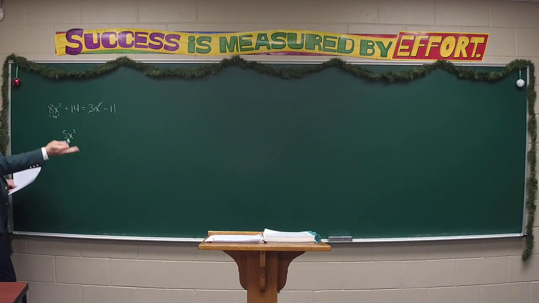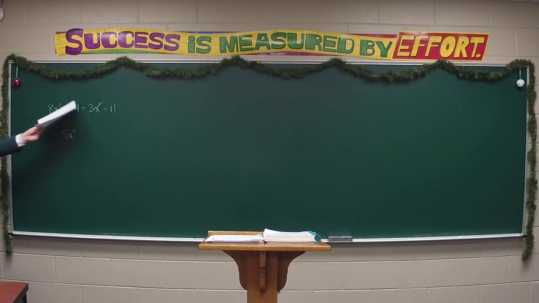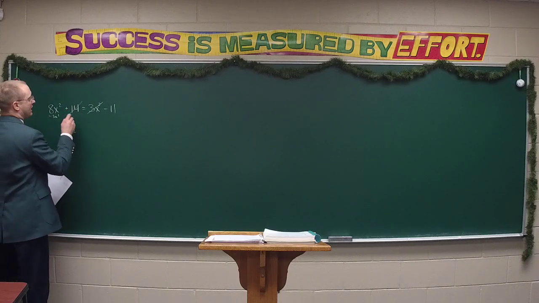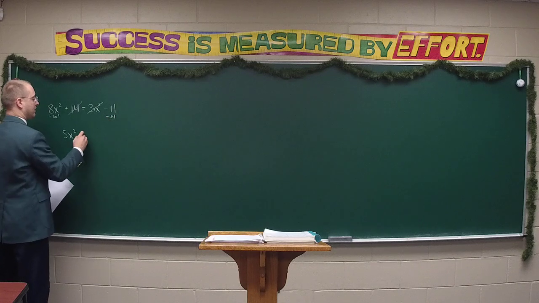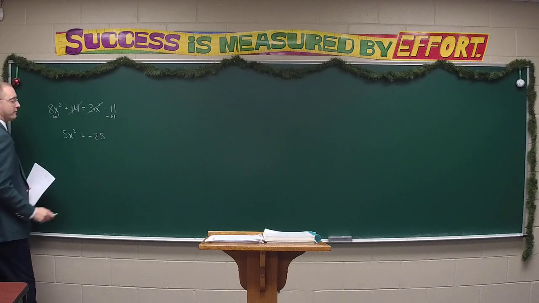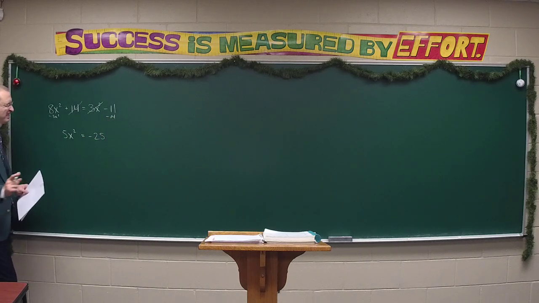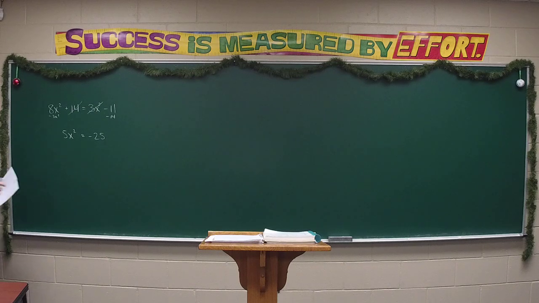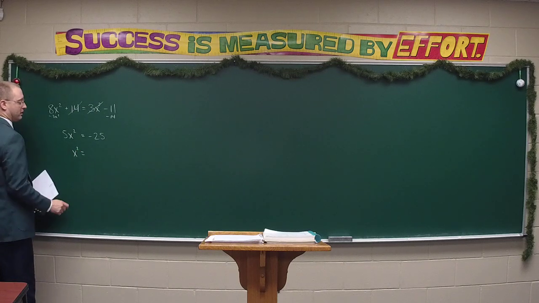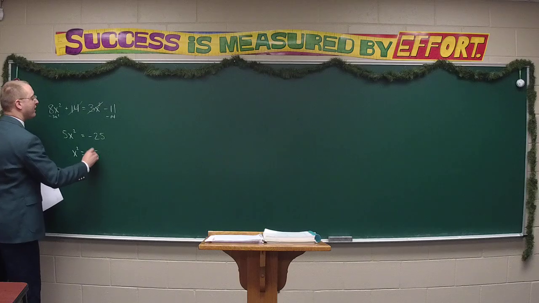And while we're getting rid of the little one over here, moving the x squared, if you will, to the left-hand side, let's also get rid of the 14 by moving it over as a negative, to get negative 25. From there, you take the square root. Not yet. We haven't isolated yet. Divide by 5. There we go, to get x squared equals negative 5.